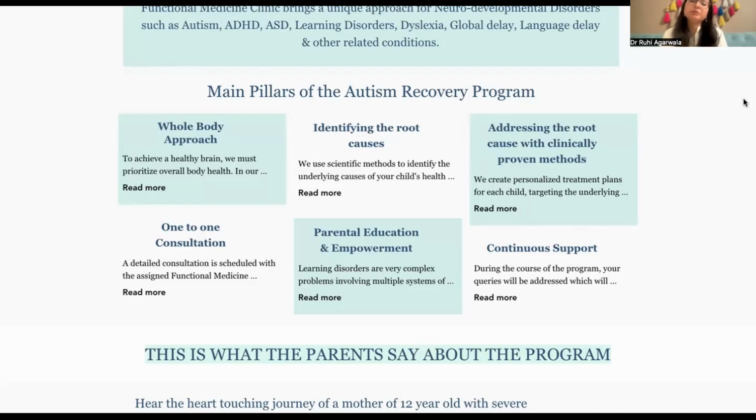Only us giving a treatment plan will not help. Parents have to be very actively involved in this entire process. And really, here, parents play a very instrumental role in really helping their child recover. We can only guide, we will make the best treatment plan for the child, but at the end of the day, it's the parents who can ensure that you implement the plan to the T and get your child out of this diagnosis.